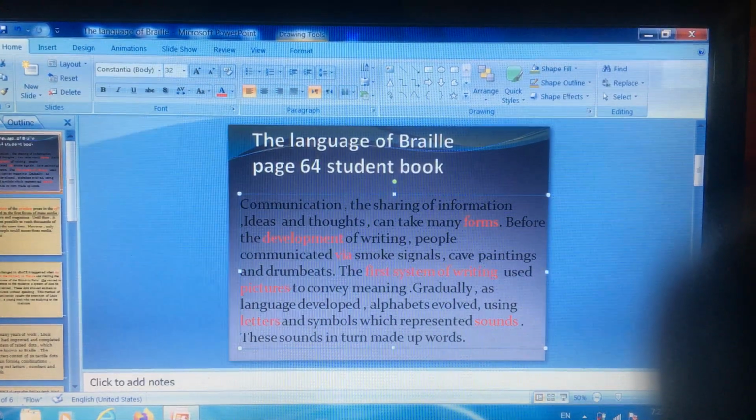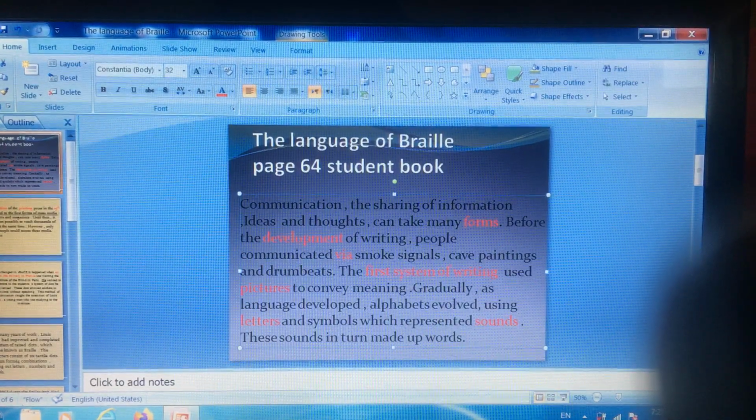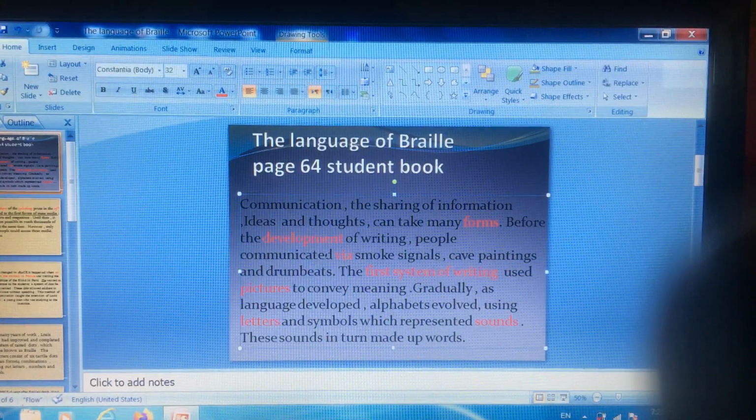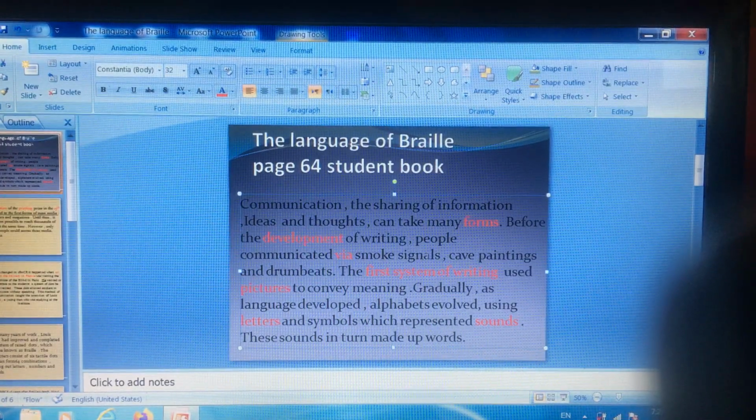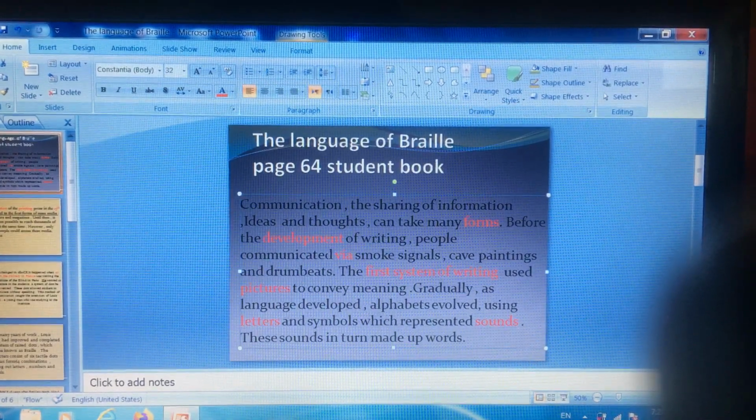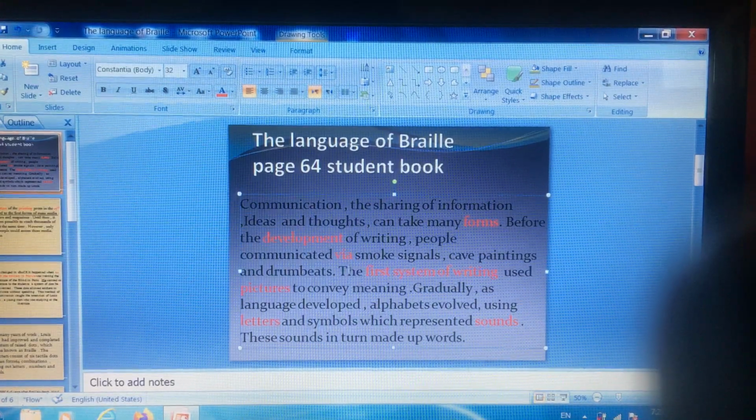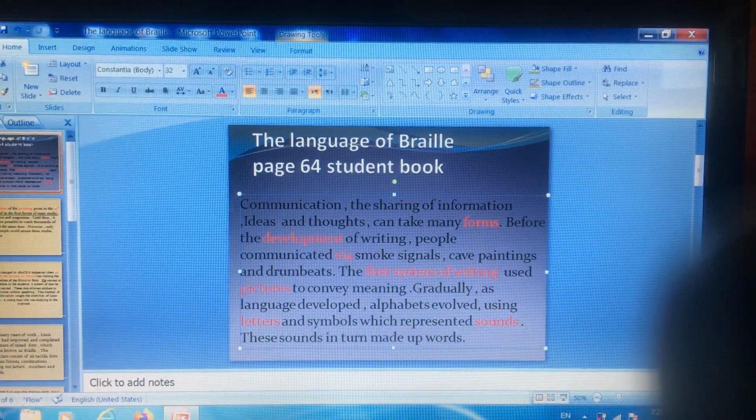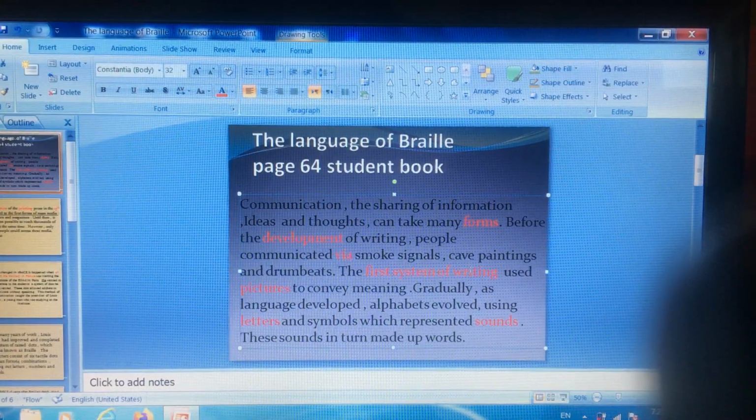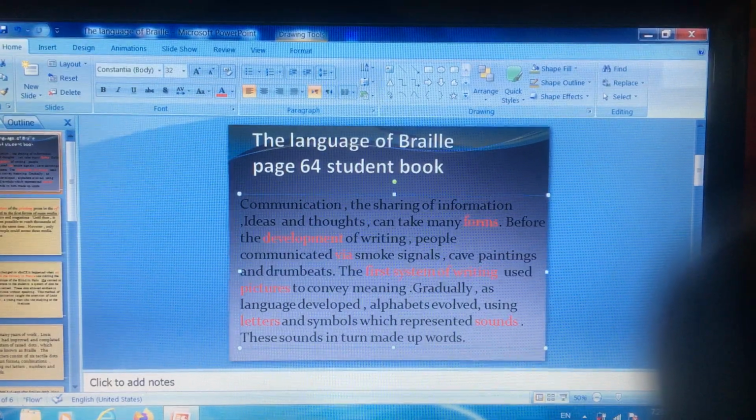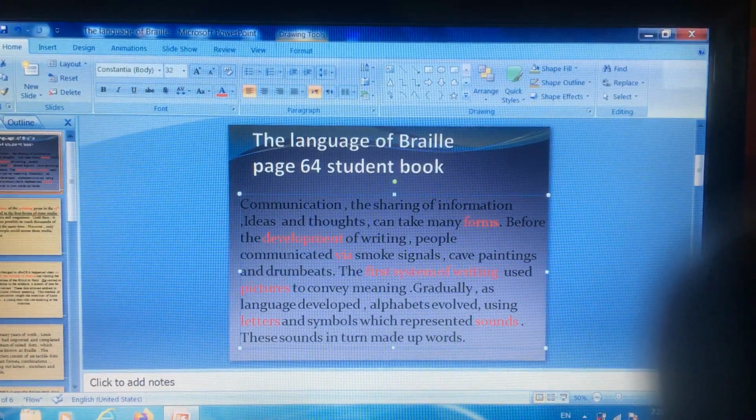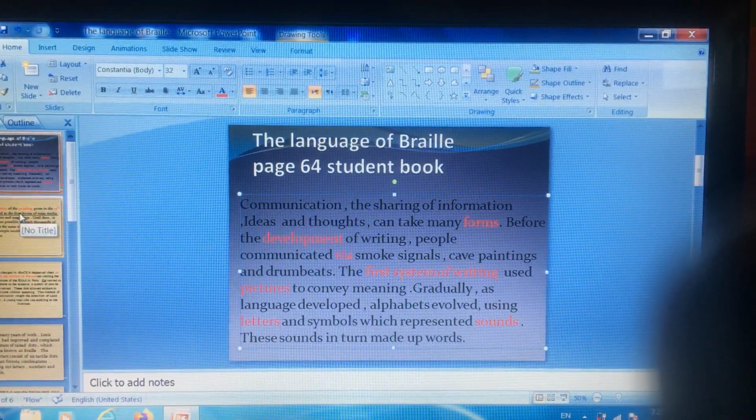So how did people communicate in the old days? They were communicating via smoke signals, cave paintings and drum beats. And how was the first system of writing? The first system, what did it use? It used pictures to hold the meaning, to convey, to send the meaning. Okay, let's move to number 2.